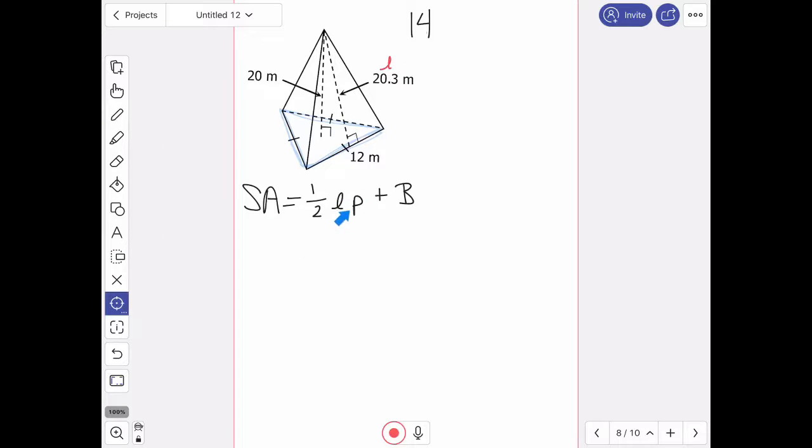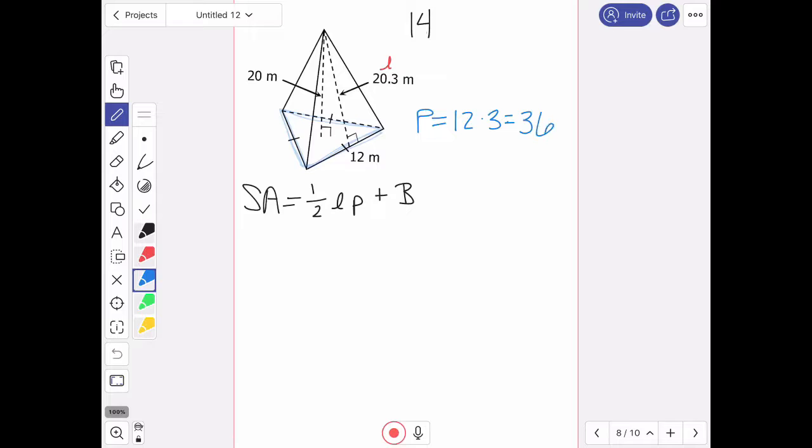Next, I need the perimeter of my base. My base appears to be an equilateral triangle, so that makes my perimeter pretty easy. I'm just going to take 12 plus 12 plus 12, or same thing as doing 12 times 3, to get a perimeter of 36.